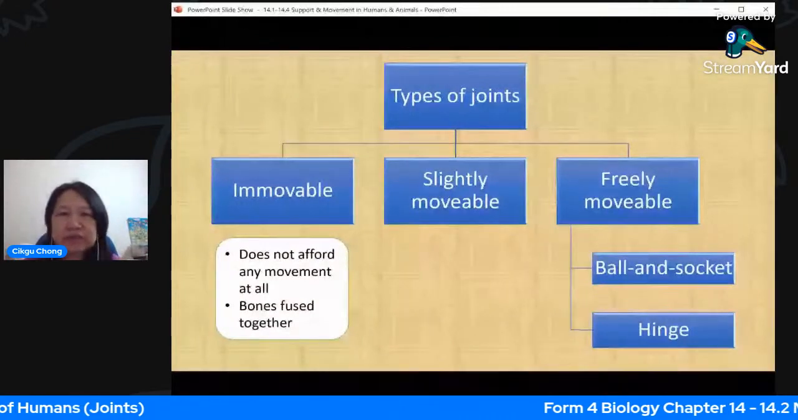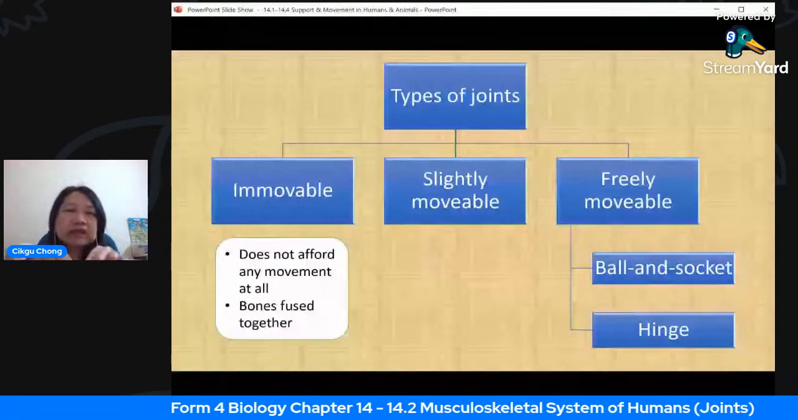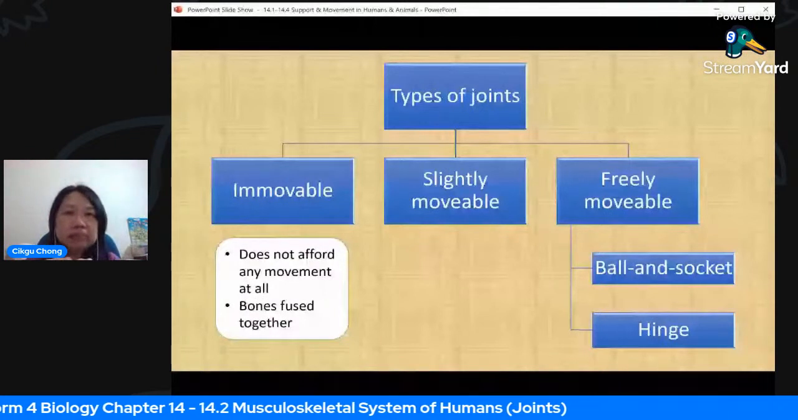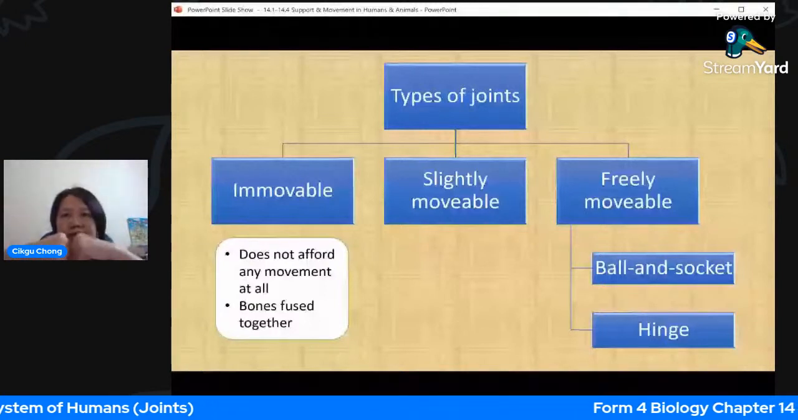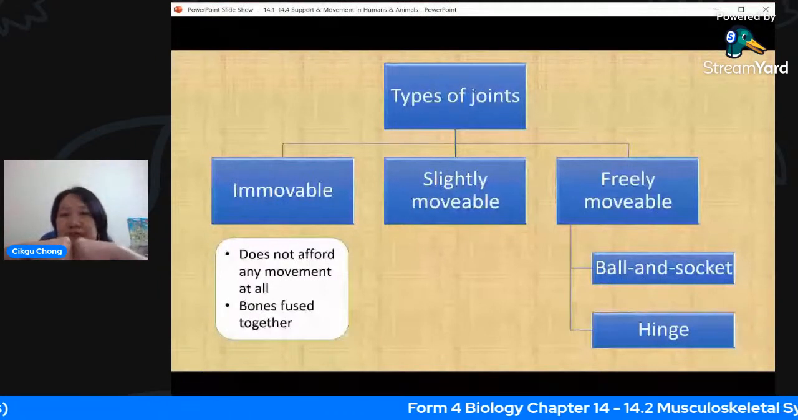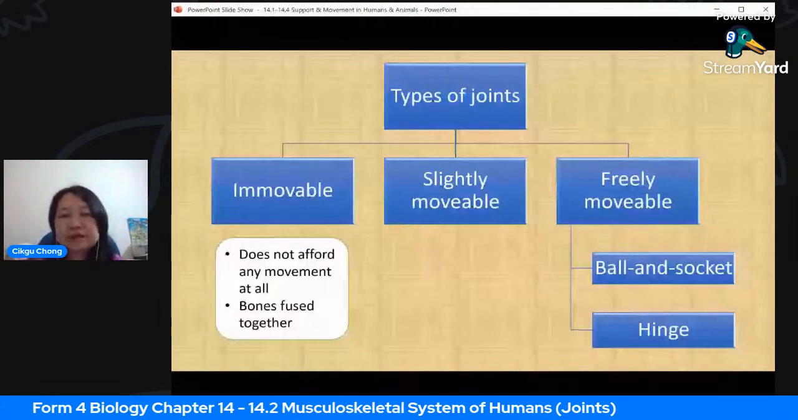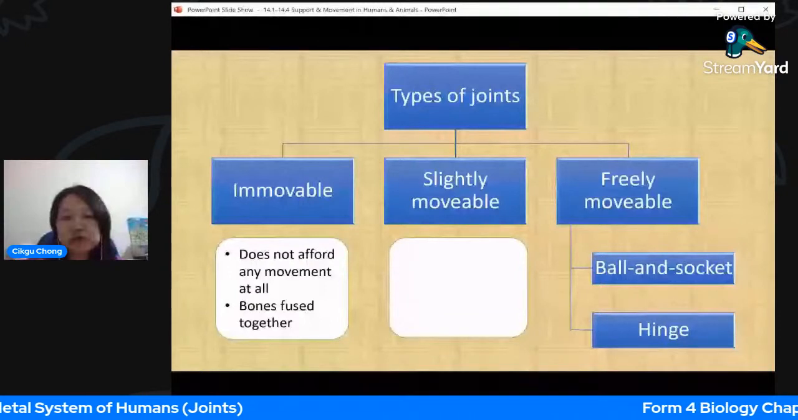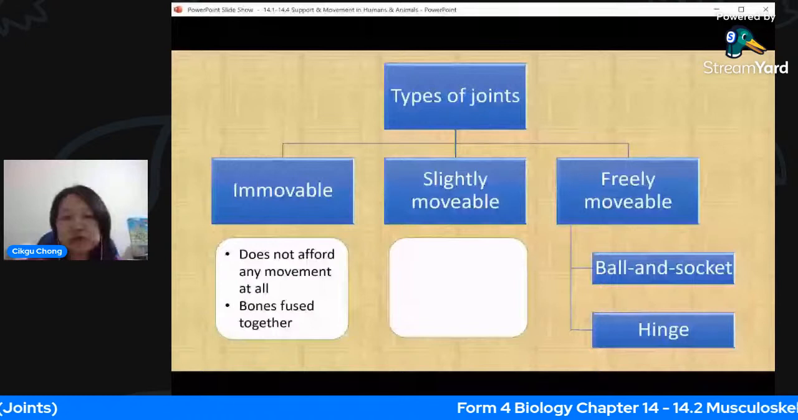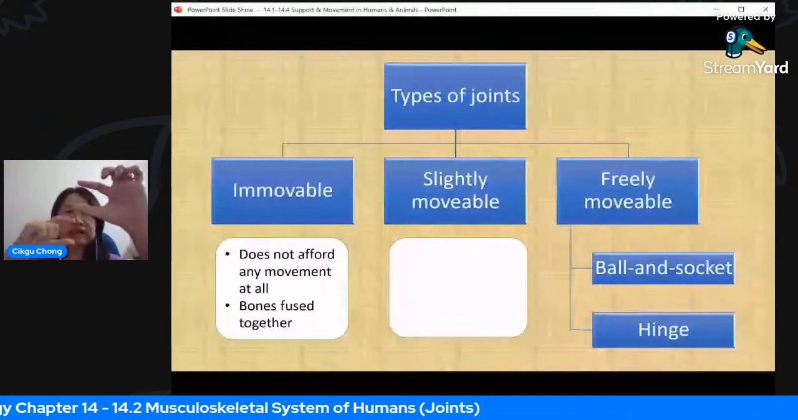Then slightly movable. Another group is called slightly movable. That means it can move slightly, maybe a bit of slipping movement. It doesn't afford a lot of movement, just slight movement only. Example, I will show you later. These slightly movable joints are found in, for example, the vertebral column. Remember last week one student asked about what is in between your cervical vertebra and the next, in between there is a cartilage.